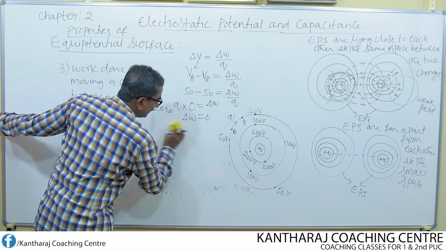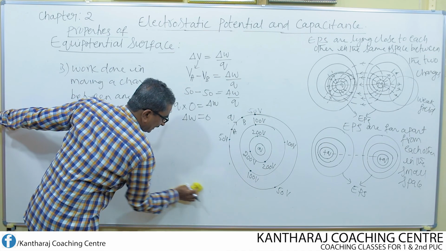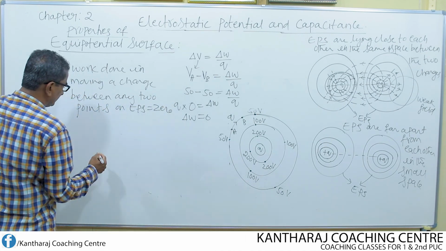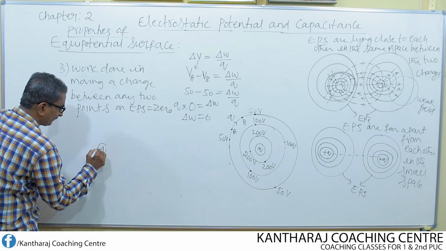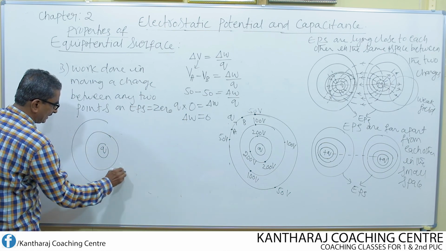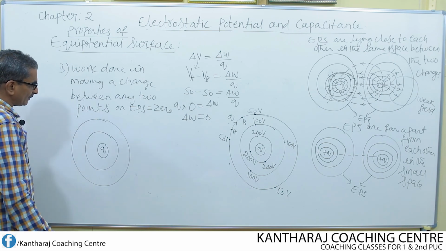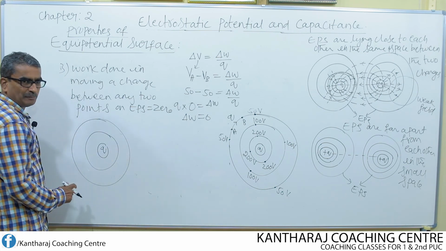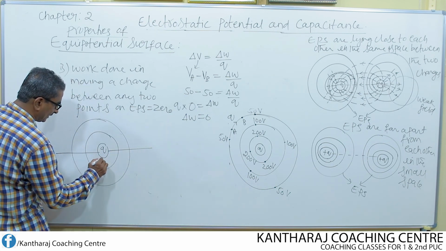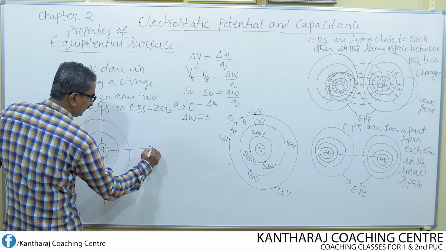Suppose I want to find the direction of the electric field with respect to any equipotential surface. For example, here charge Q is there. This is one equipotential surface, and this is another equipotential surface. Now what's the direction of the electric field with respect to these equipotential surfaces? It is always perpendicular. So this will be the direction of the electric field.